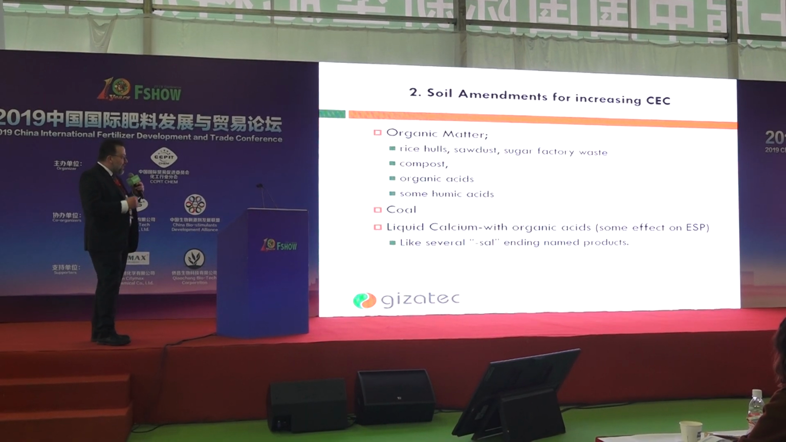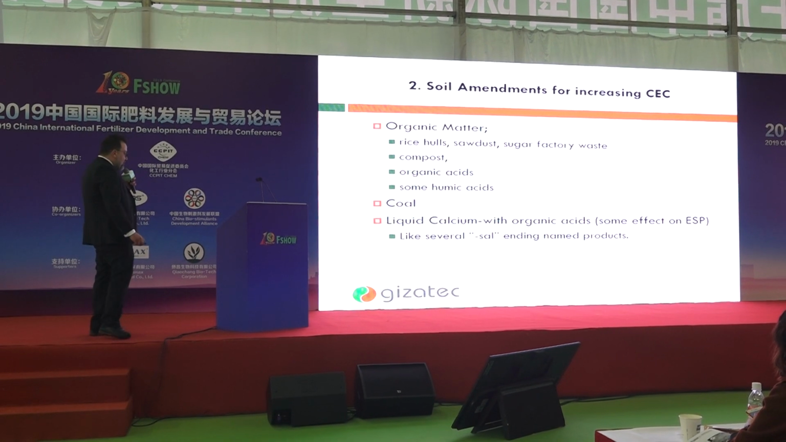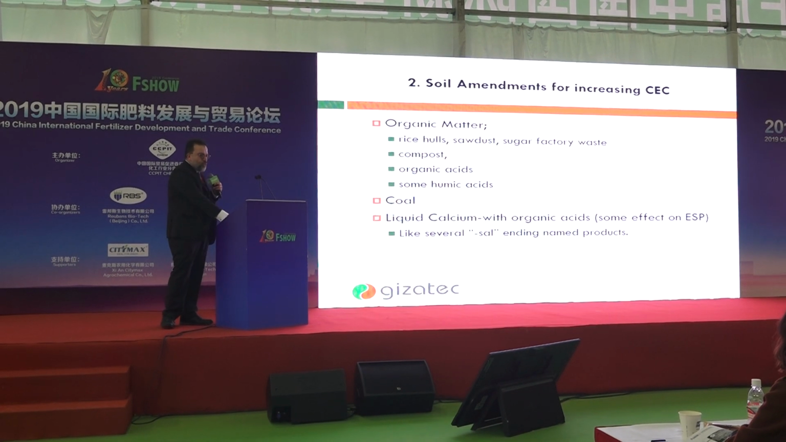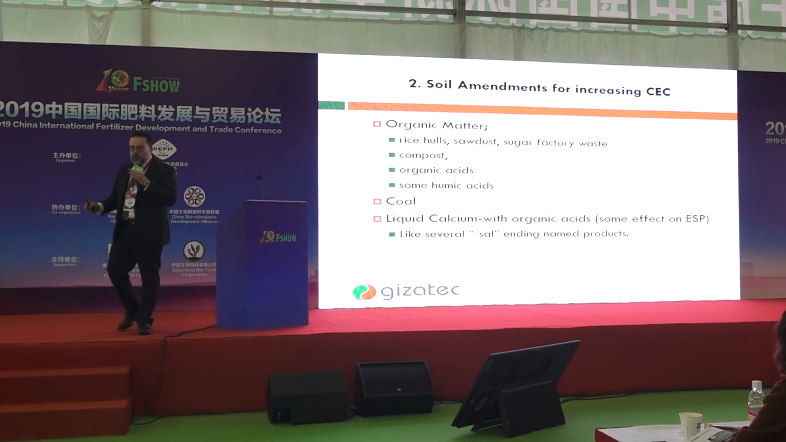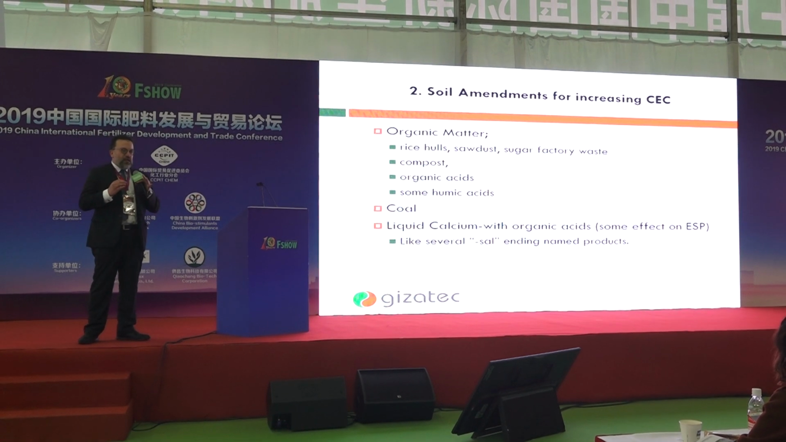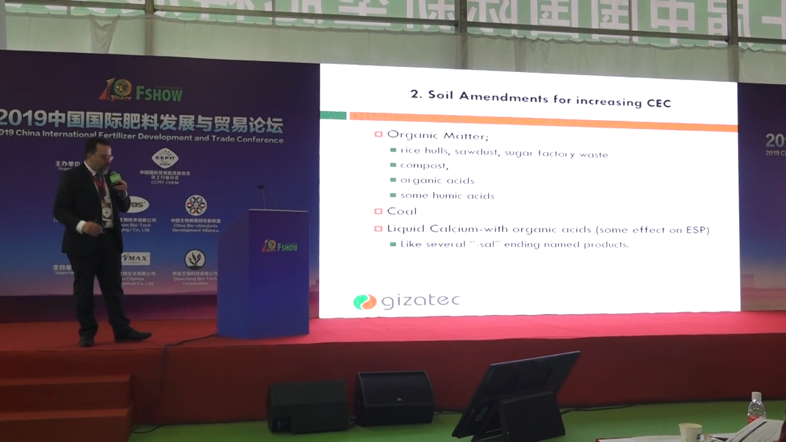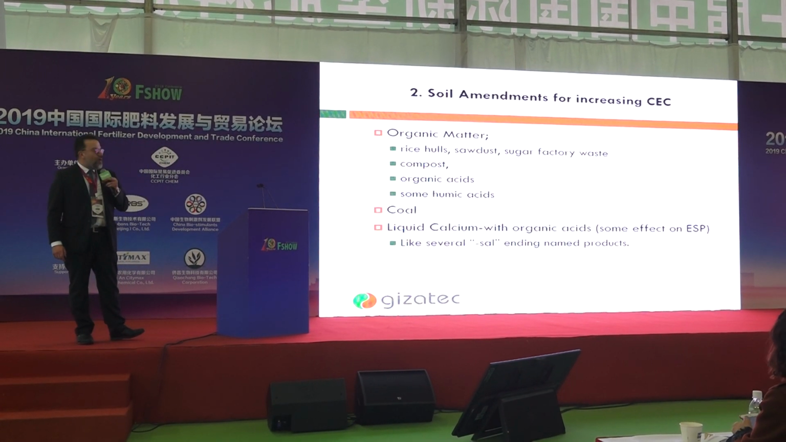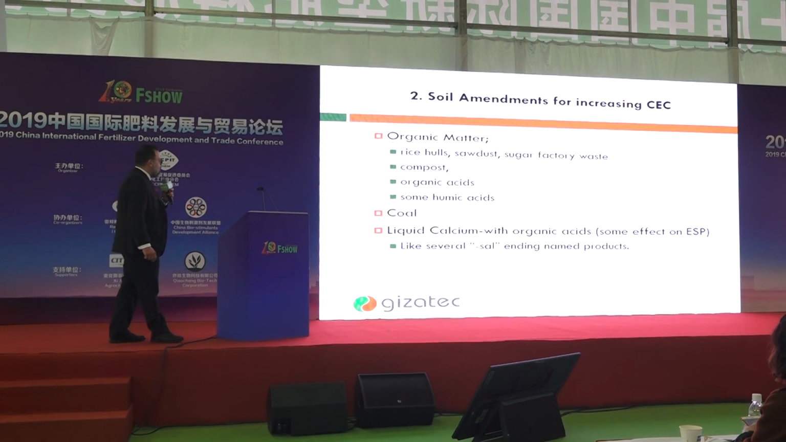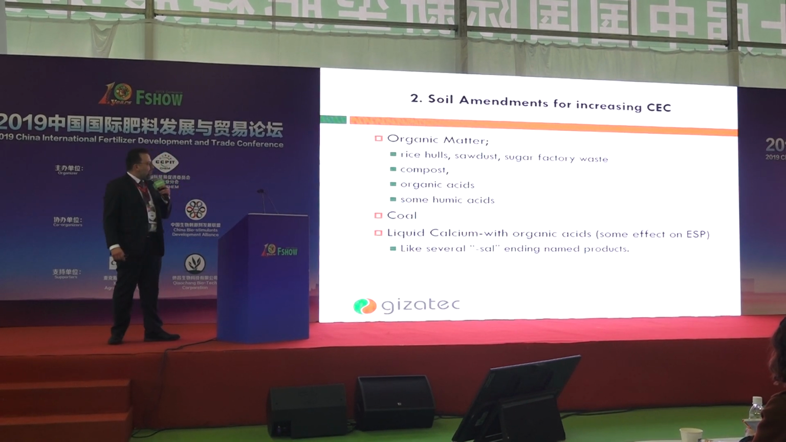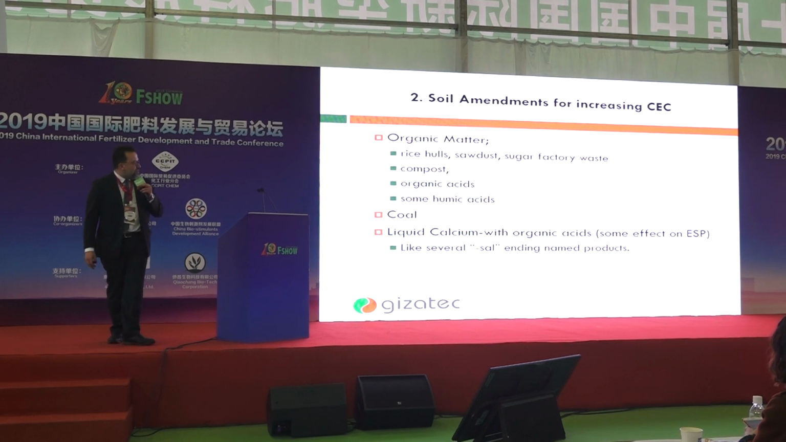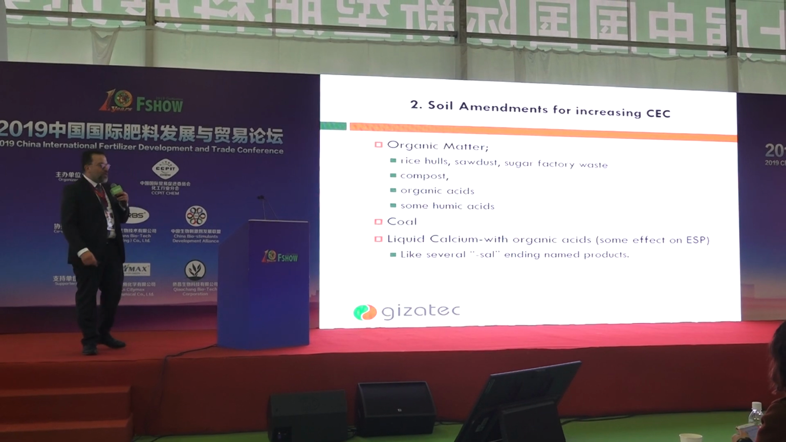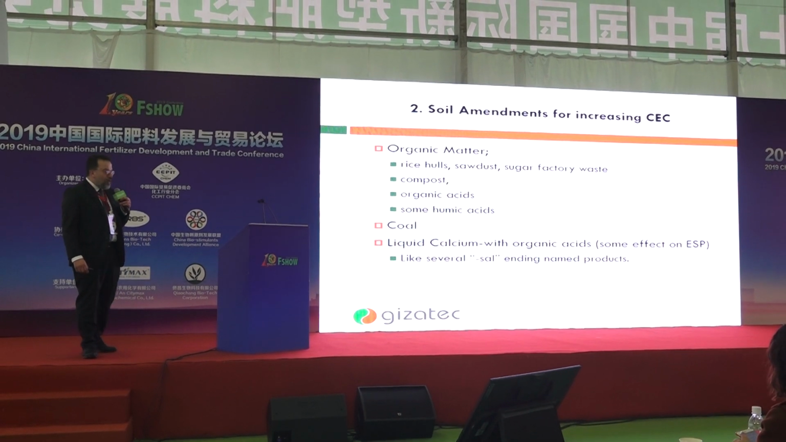Soil amendments for increasing CEC. Another option for improving soil conditions is to increase the cation exchange capacity, which makes the amount of sodium there less hazardous to the soil. Most farmers would apply organic matter like rice hulls, sawdust, sugar factory waste, compost, organic acids, and humic acids. Also, some small nurseries apply coal, and there are very famous products.